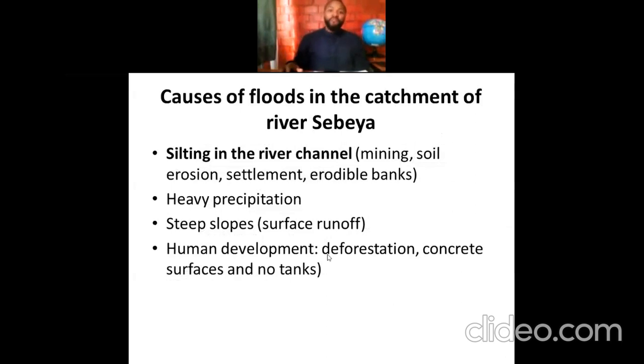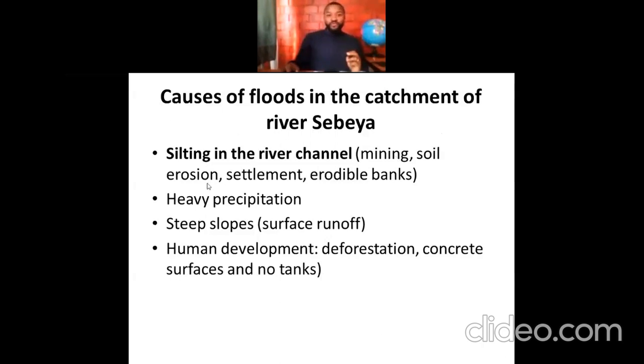Major causes of floods in the catchment of Sebeya include silting in the river channel. So heavy depositions have been accumulating in the river channel, making it narrow. And those depositions are mainly due to mining, because there are mining sites in Ngororero district, and those mining sites use Sebeya water to clean minerals. So the sand that is left over is dumped in the river channel, reducing its depth.